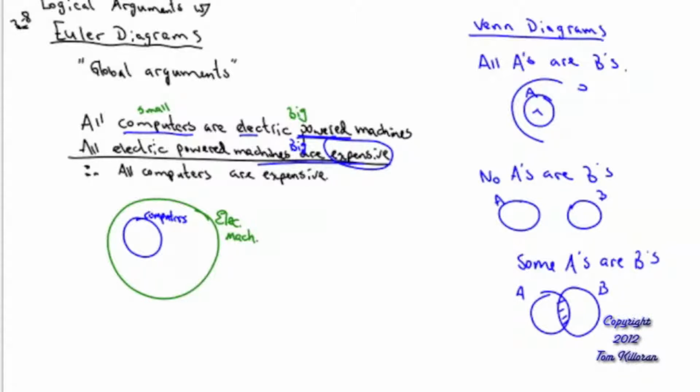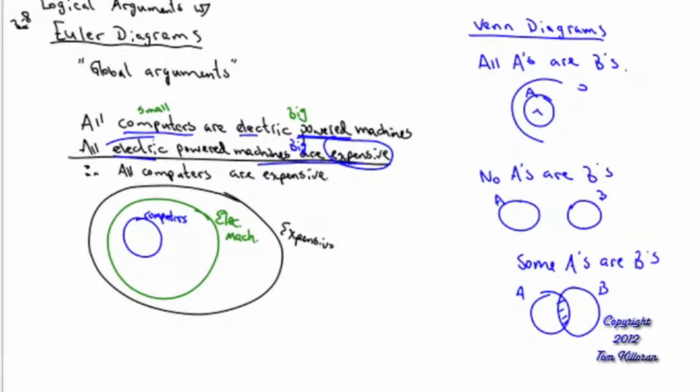So the small part is the electric-powered things. So if electric-powered machines is the small part, that's the green circle. You gotta draw one bigger than that one, and it has to go outside of electric-powered machines. So this big black circle is expensive. And anything that is inside this black circle is also expensive. So therefore, all computers are expensive. Makes sense, because if I pick a computer, it happens to be an electric-powered machine, which also happens to be expensive.